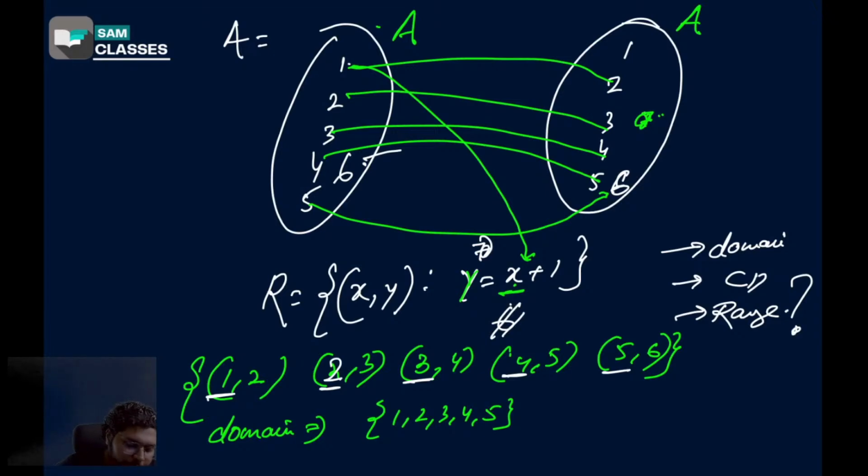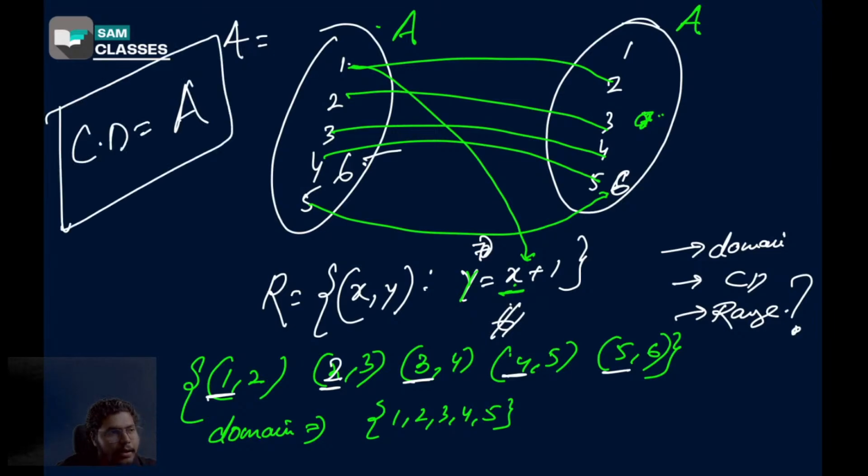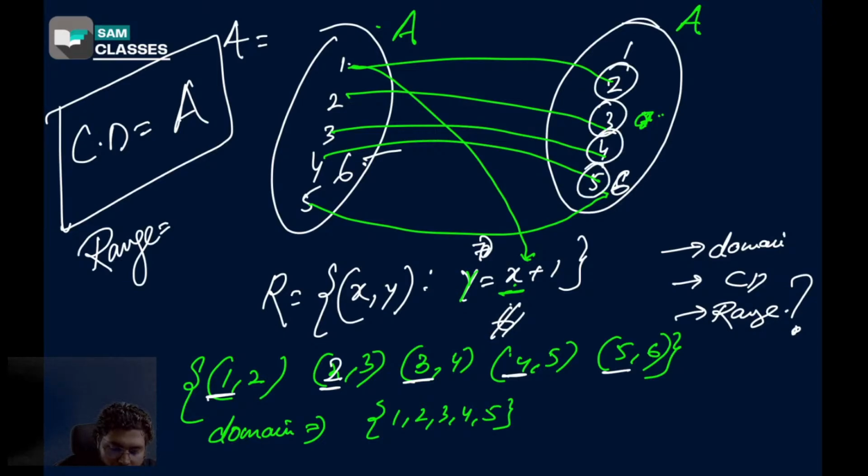So everybody's confirmed the codomain is set A. Nobody will have a doubt, correct? Everybody agrees, yes or no? Very simple. Now everybody agrees that the range is equal to the values which are participating: 2, 3, 4, 5, and 6 also. So the range is 2, 3, 4, 5 and 6. Now the question boils down to the domain.